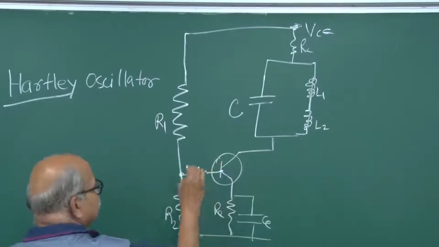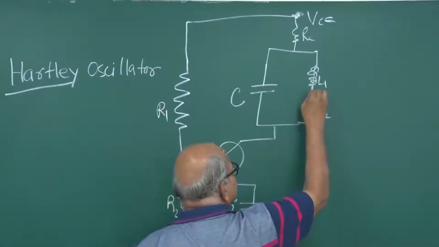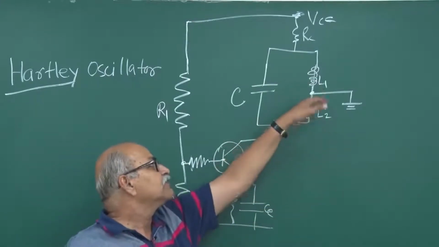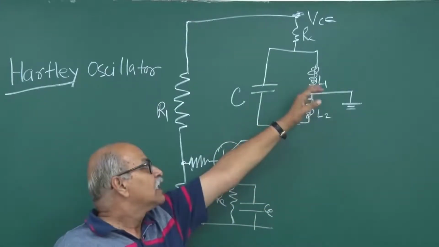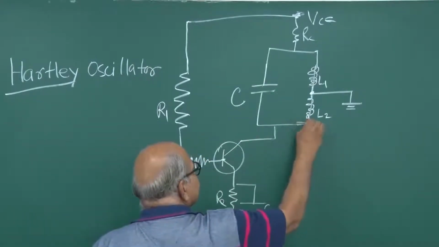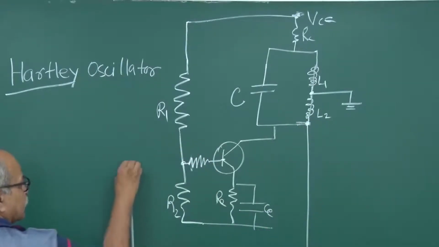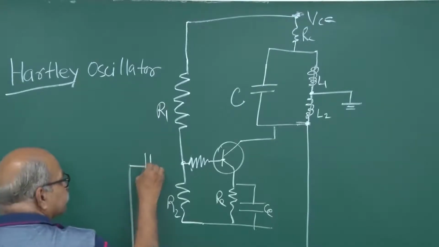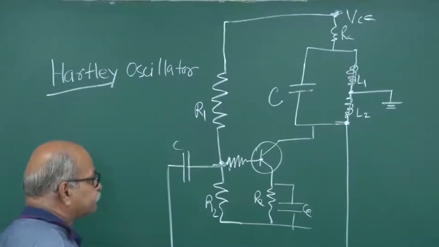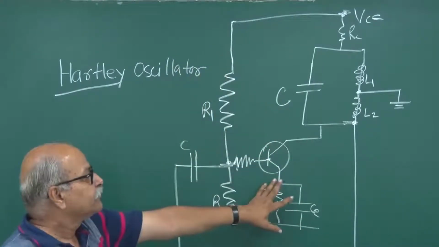biasing to the base, and the center is grounded. The center, that means the junction of this L1 and L2, that is grounded. And this L2 which is here, the voltage at this point is taken and joined to the base voltage, base biasing. This is just a capacitor. Okay, so it goes like this. So this is the kind of circuit of Hartley oscillator.